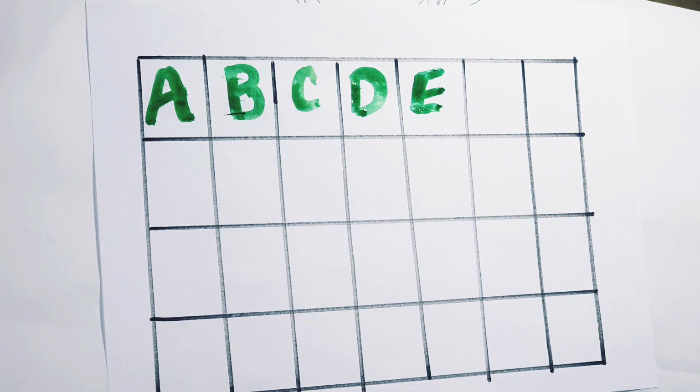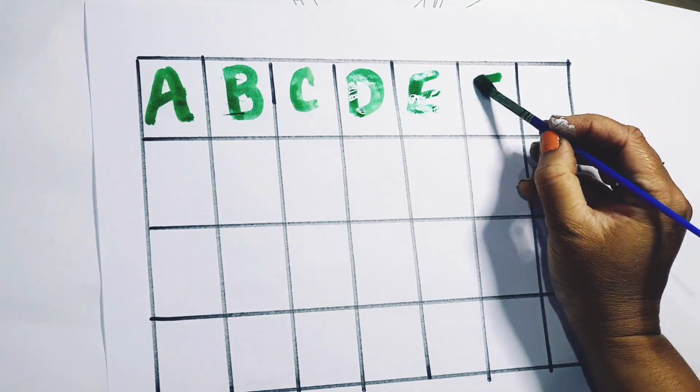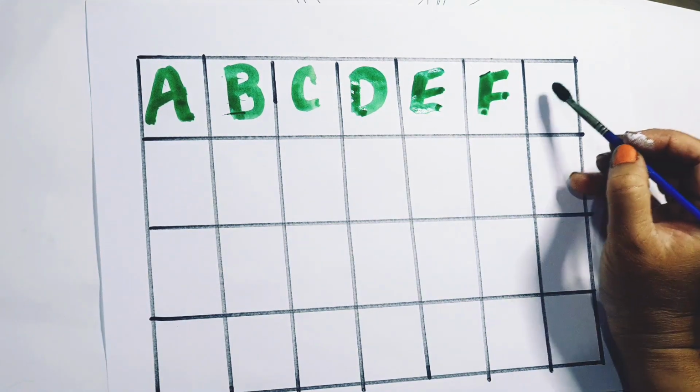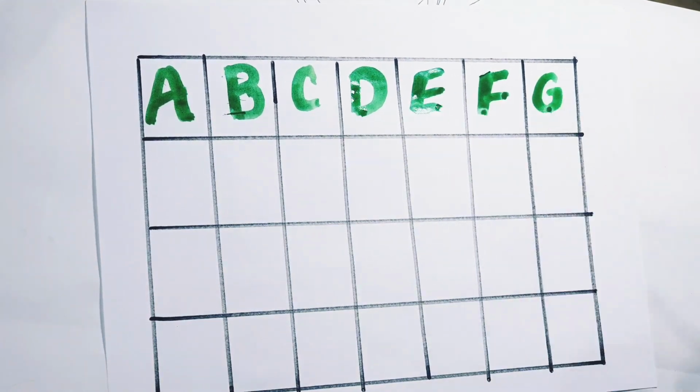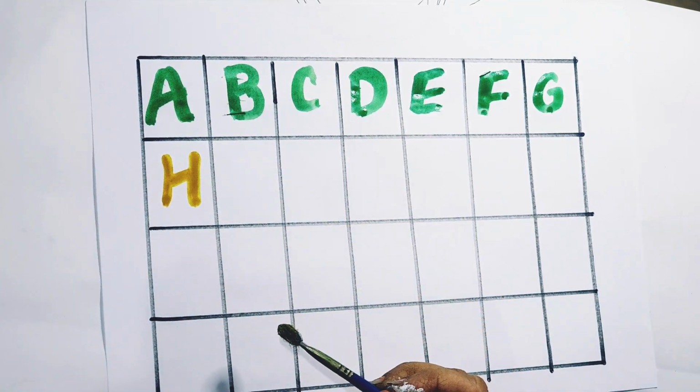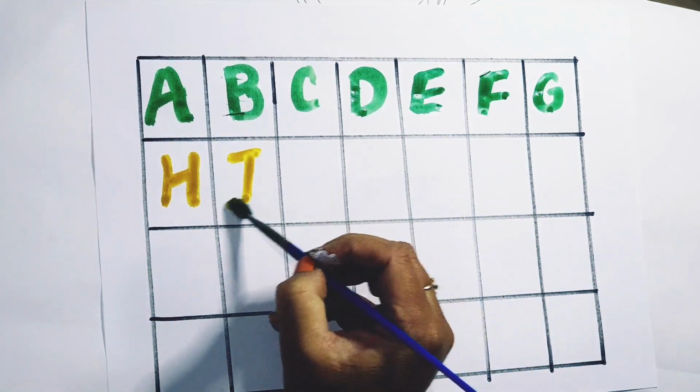E for eggplant. F for fish. G for God. H for house.